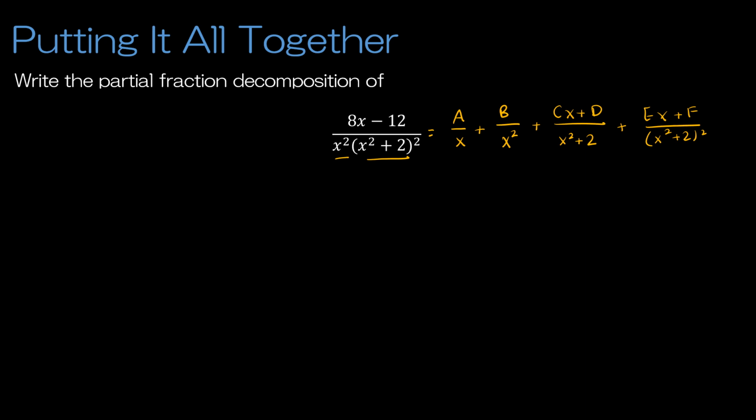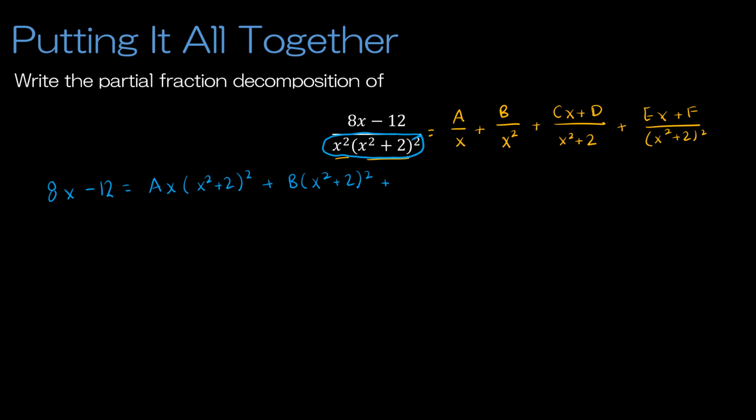Thankfully, we didn't have to do any rewrites because the numerator had a smaller degree than the denominator. So let's take a look now at the next step, which is to take everything and multiply it by the original denominator. So on the left-hand side, I have 8x minus 12. And on the right-hand side, my first fraction, 1 x would cancel. That would leave me with a times x squared plus 2 quantity squared. My second term, x squared, would cancel. That would leave me with b times x squared plus 2 quantity squared.